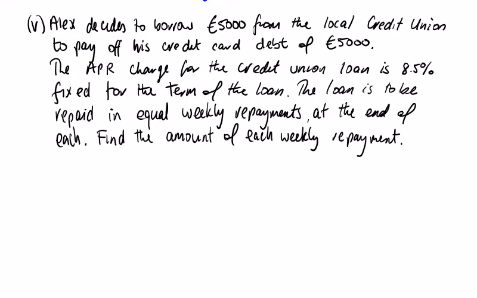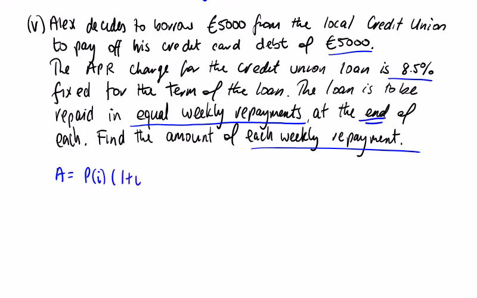In part 5, we're told Alex decides to borrow 5,000 from the local credit union to pay off the credit card debt of 5,000. The APR charge for the credit union loan is 8.5% fixed for the term of the loan. 8.5, we're borrowing 5,000. The loan is to be repaid in equal weekly repayments. So this we're going to do 1 over 52 to get the interest rate at the end of each week. Find the amount of each weekly repayment. Okay, we're looking for A is equal to P times I times 1 plus I to the power of t over 1 plus I to the power of t minus 1.